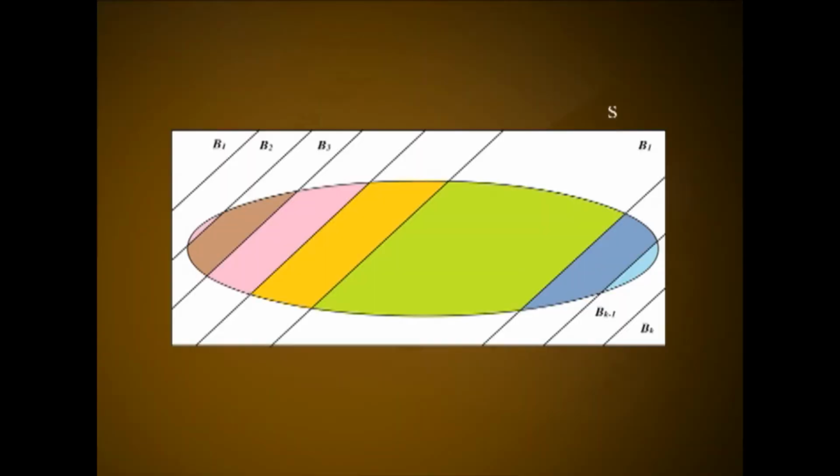Here, the event A can happen only through any of the shaded portion. Hence, A can be expressed as the union of the disjoint areas shaded in different colors. They are A intersection B2, A intersection B3, etc., A intersection Bk minus 1. Hence, A equals A intersection B2 union A intersection B3 union, etc., union A intersection Bk minus 1.